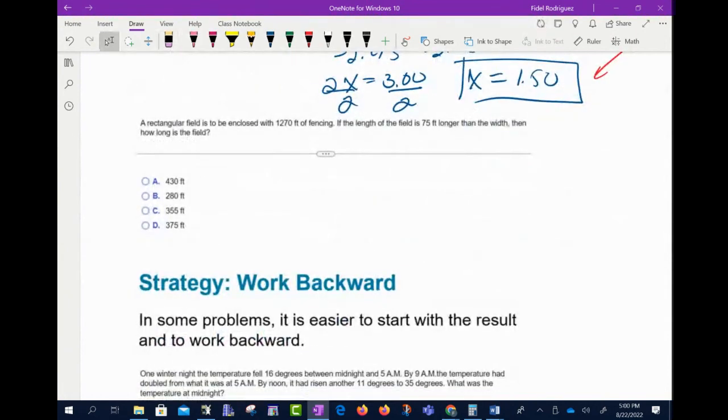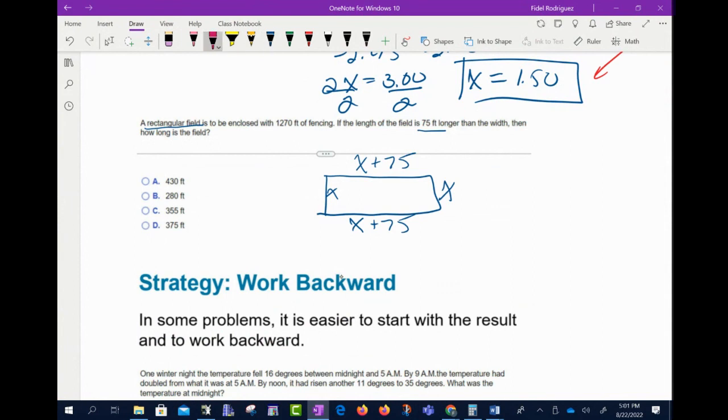All right. So it says a rectangular field is to be enclosed with 1,270 feet of fencing. If the length of the field is 75 feet longer than the width, then how long is the field? I don't know. Let's see if we can't figure that out. So first thing is, it's a rectangular field. So the field is going to look like that, like a rectangle, right? And suppose we call this the width. The length is 75 feet more than the width. So that's going to be X plus 75. It's more. And I know that's got to be X on the other side too, and that's got to be X plus 75.